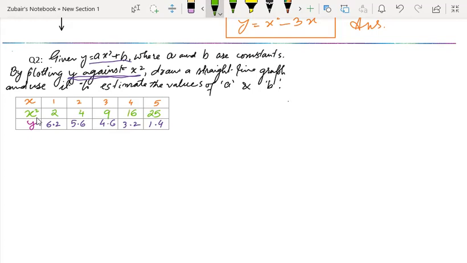Now we are going to plot the graph. For the graph, you should have the graph paper, and I am going to use the graph paper as well.